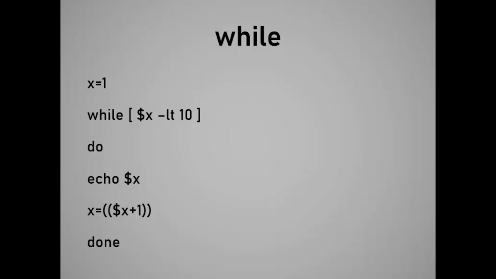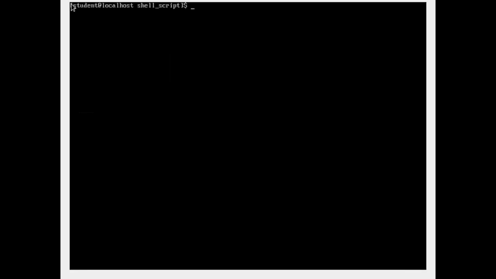So that ultimately it will become what? From 1 it will move to 2, 3, 4, 5. Ultimately it is going to become 10, and 10 is not less than 10. Then the while condition will become false and the control will come out of the while loop and your script will end.